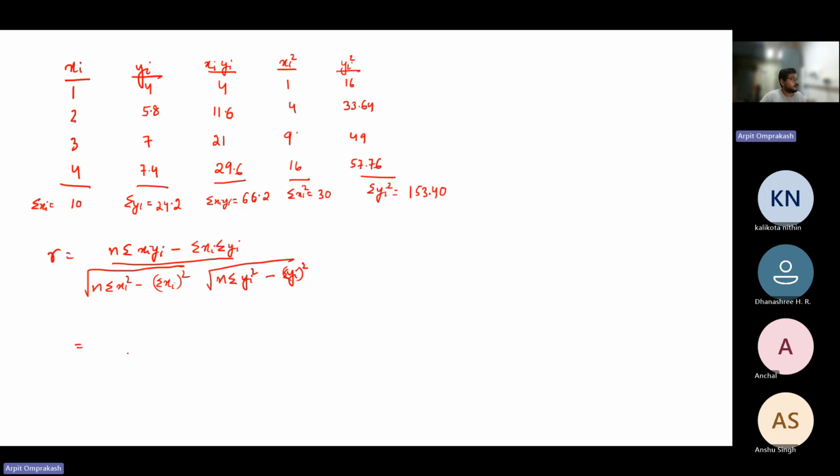This will be, so n here is 4 since we have 4 data points. Right. So we have 66.2 and 26.2. Get 4 into 10 minus 10 square.